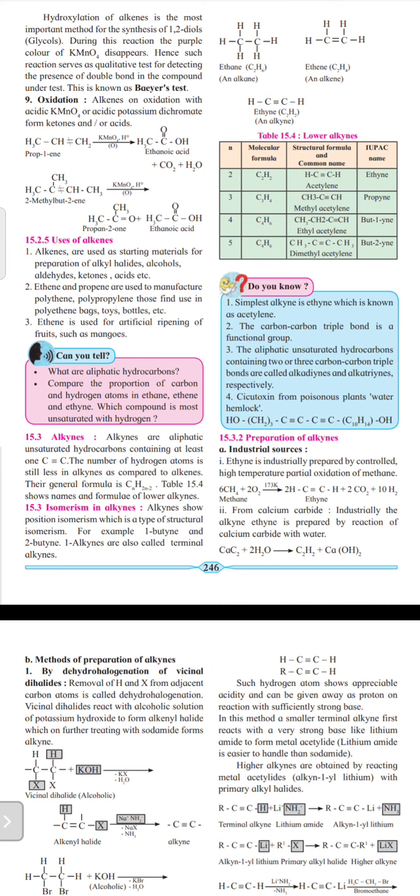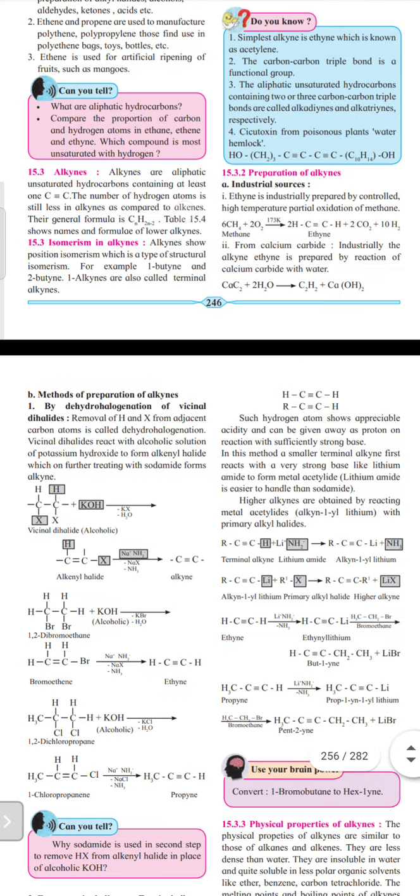The first method is the industrial method. 6 molecules of methane plus O2 at 1173 Kelvin give 2 molecules of ethyne plus 2 CO2 plus 10 H2. Then CaC2 plus 2 H2O gives C2H2 plus Ca(OH)2.